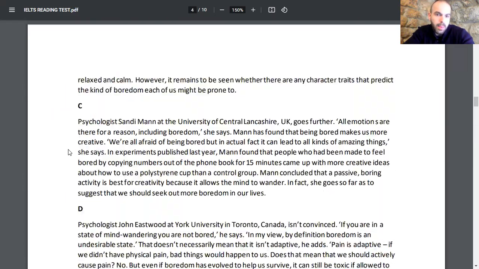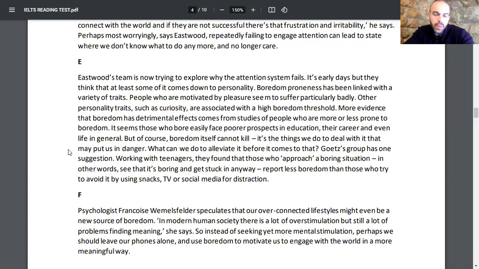So now we've done A, B, C, D. So the only two left are E and F. Okay, so I'm going to pause the screen again and try to match E and F with the right answer. I'm going to give you a couple of minutes to find the answers, to match E and F with the right heading. I'll be back.